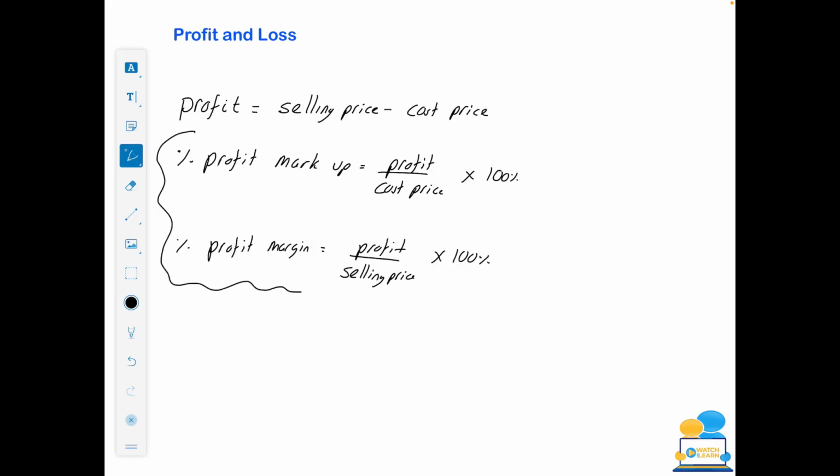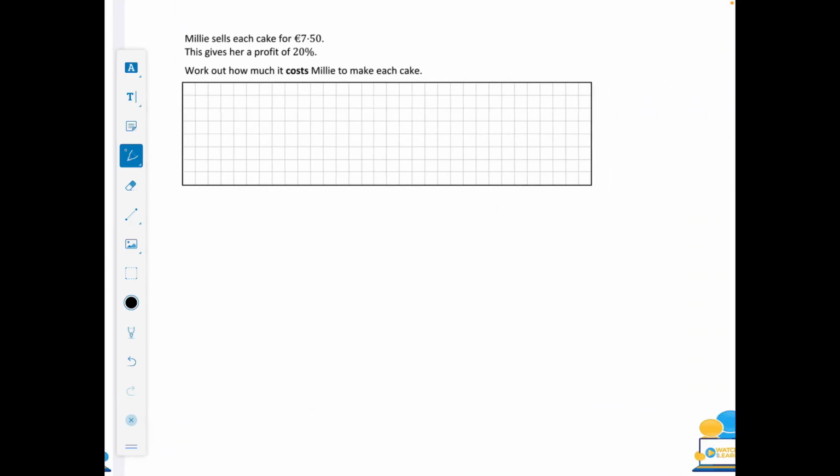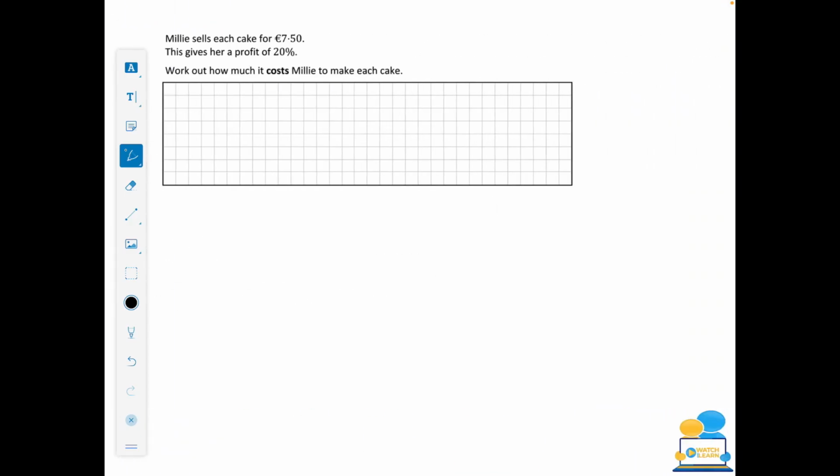Now, there are 2 formulas here. Percentage markup and percentage margin. Now, these are very difficult to learn because they're very similar. When we look at the exam question now, we're going to see that hopefully they will give you a hint as to which one to use. So does the cost price go on the bottom or the selling price? Okay, we're going to go straight in. We're just going to look at 2 exam questions on this.